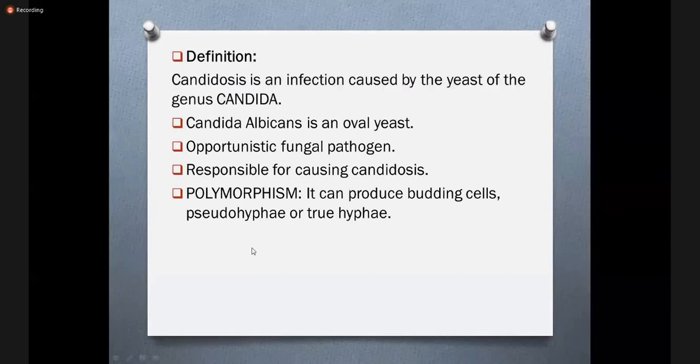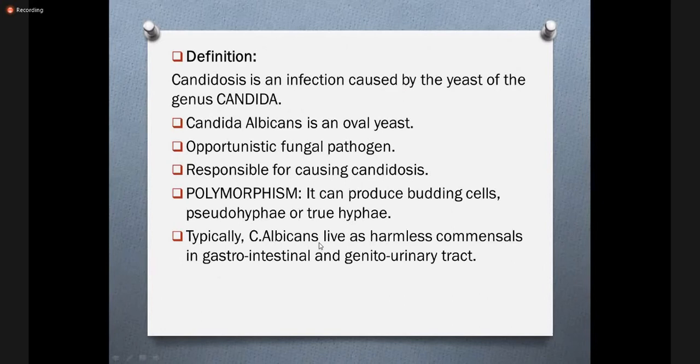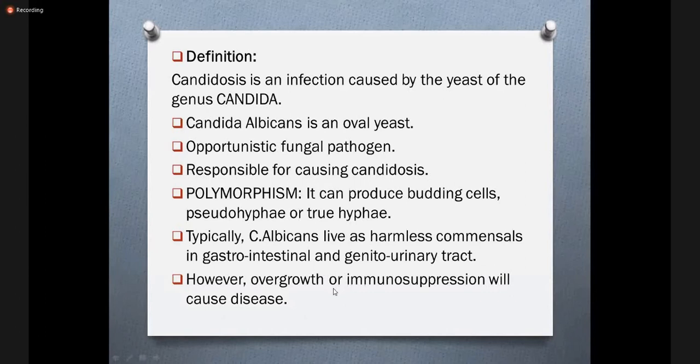Okay, typically Candida albicans lives as a harmless commensal in the gastrointestinal tract and genitourinary tract. However, overgrowth or immunosuppression can cause disease. Okay, and some patients who are immunocompromised, like diabetic patients, candidial infections are more common in immunocompromised patients. Patients who are taking immunosuppressive agents like methotrexate, cyclosporine, and sometimes patients who are taking prolonged antibiotics, Candida albicans can overgrow. Okay, they can present as oral thrush, vaginal candidiasis. Okay, these are the most common infections in immunosuppression.